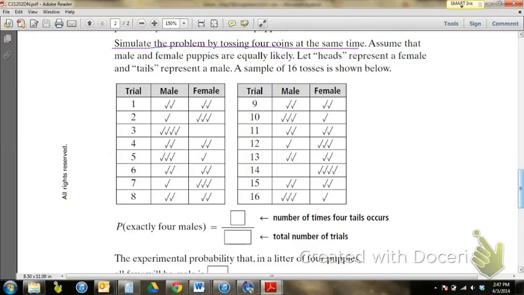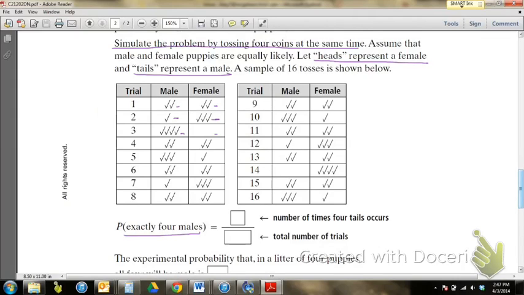So male and female puppies are equally likely to happen. So they said heads was a female and tails represented a male. And so they did this 16 times, tossed all 4 coins. So in the first time, 2 came up heads and 2 came up tails. And in the second one, we had 1 tails and 3 heads. Third time, they had all 4 tails and no heads. Okay, so these are just different things that would happen.